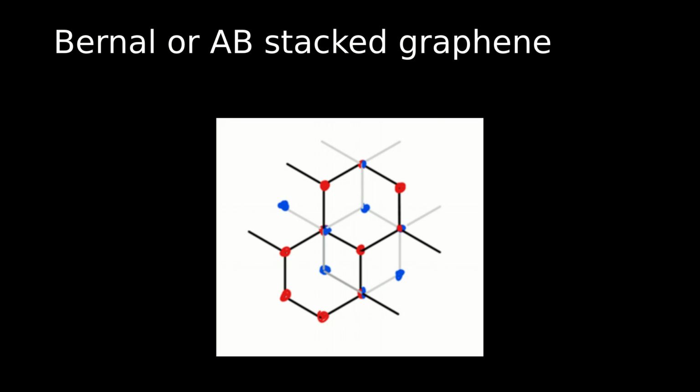This is the Bernal or AB stacked graphene. It has two layers of graphene. You can see that the black line and red dot represent one layer of graphene, and the blue dot and gray lines form another layer of graphene. Notice that each lattice circles one atom from the other layer at its center.